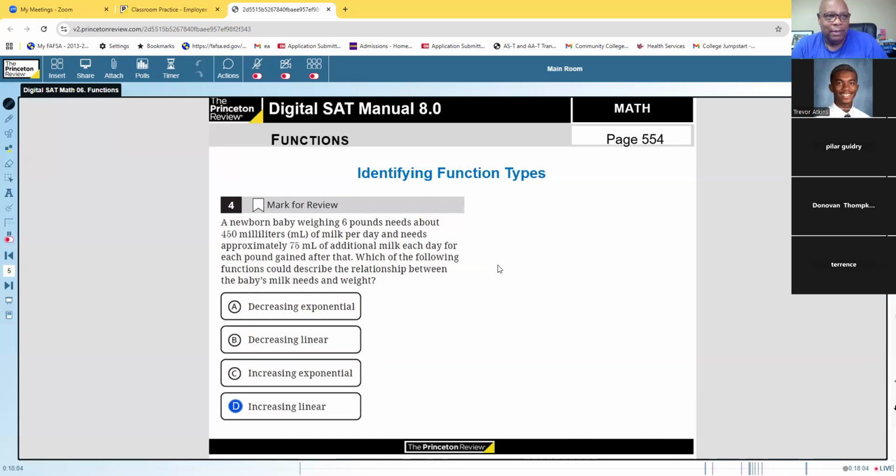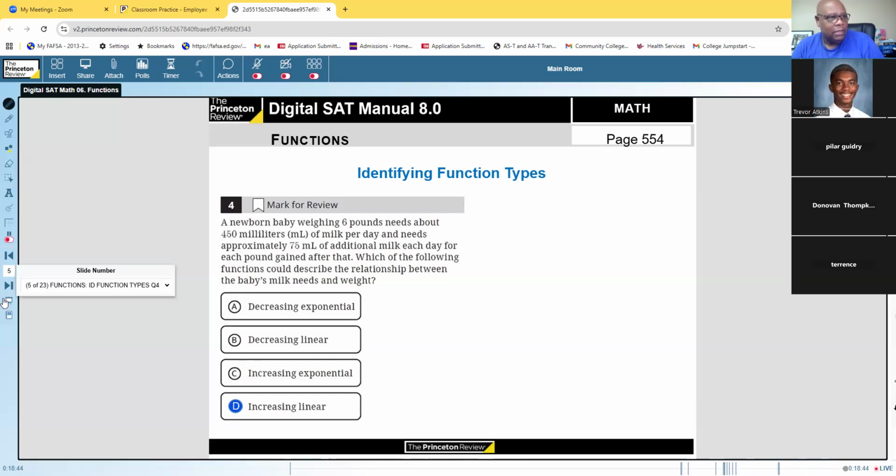That's part of the issue. 450 milliliters. I want to make sure you understand why you got it right. So how much per each additional day? 450 milliliters per day, and approximately 75 additional for each pound after that. So there's a set amount each day. Yes, it's a set linear amount. So that's linear. I mean, you can count the days and know how much additional milk, right?